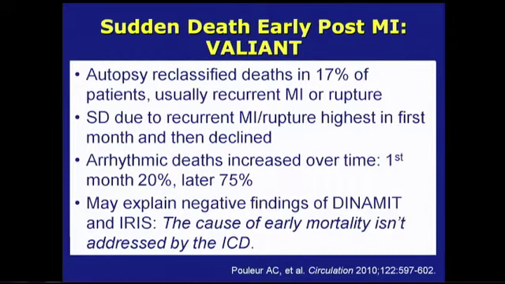And so the bottom line of this sub-study is that autopsy reclassified the deaths in 17% of the patients, usually from recurrent MI or rupture. Sudden death due to recurrent MI and rupture was highest in the first month and then interestingly declined. And with time, then arrhythmic death overtook the structural heart disease causes of death. And to my mind, this may explain the negative findings of Dynamite and IRIS, that the cause of early mortality isn't addressed by the ICD.